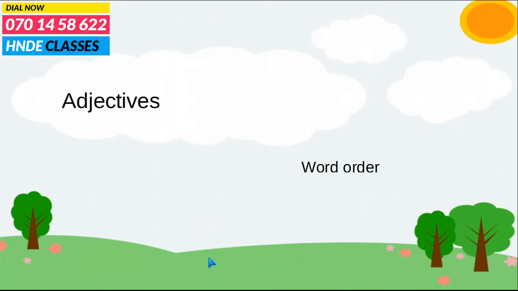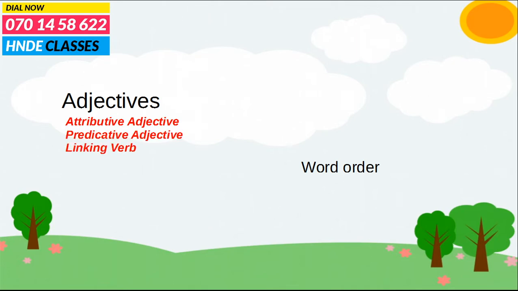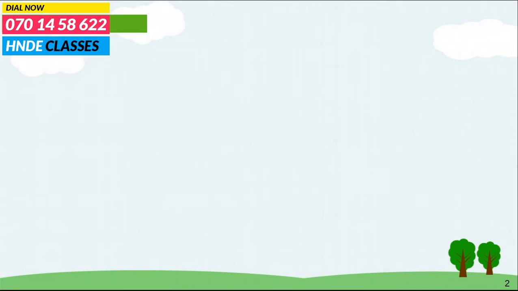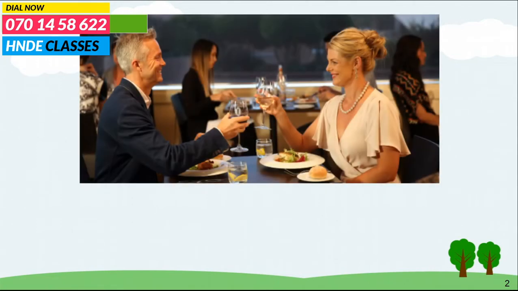If you continue with this video, you will come to learn what is an attributive adjective, what we mean by a predicative adjective, and of course, what is a linking verb? Heading on to the video, this is the introduction section where I will introduce you and jog your memory as to what is an adjective.